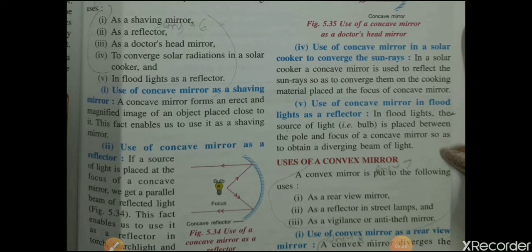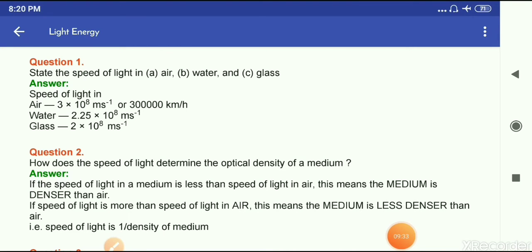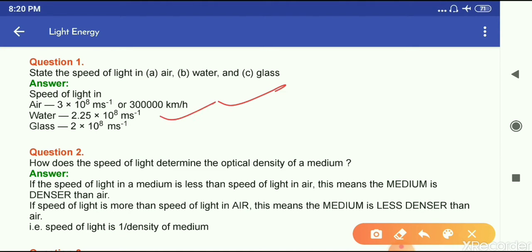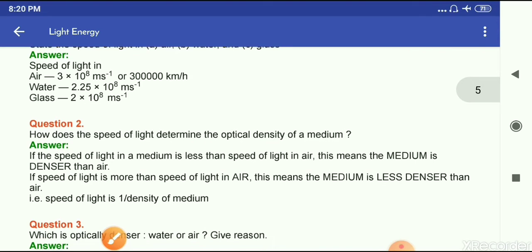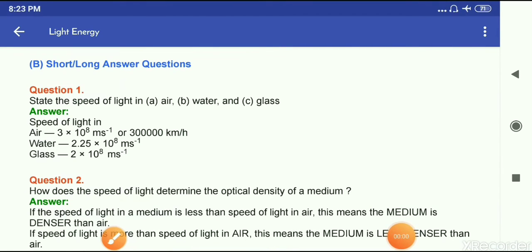Now we will do the question answers. Okay, question number 1 is state the speed of light in air, water, and glass. So these are the speed of light in air, water, and glass. You can write your answer from here. Either you can take the screenshot or you can pause the video and you can complete your work in your notebook. Question number 2.